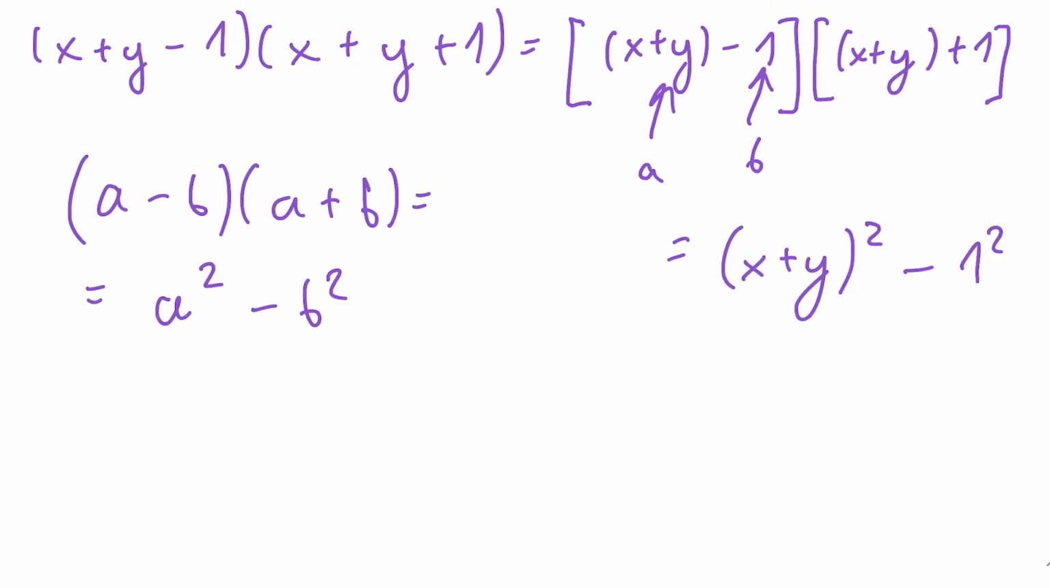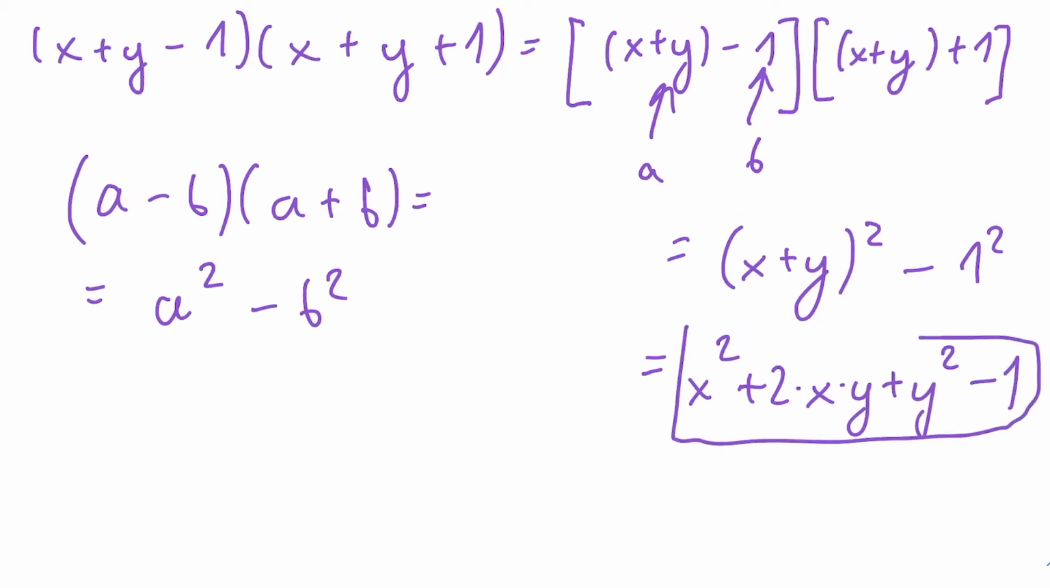And now we can easily solve this because we know that x plus y squared will be equal to x squared plus 2 times x times y plus y squared minus 1. And that's our final answer.